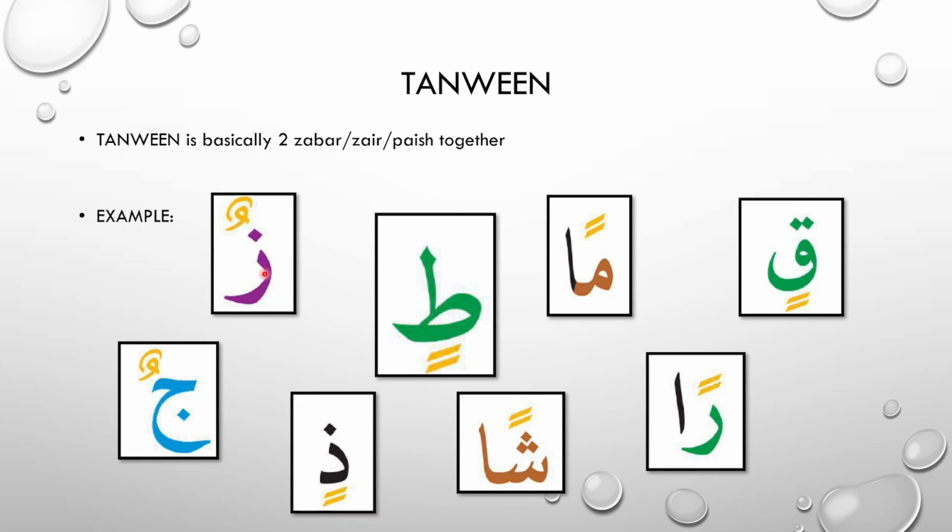So you see, we are just adding the sound of Noon at the end. Tin, Run, Man, Tin, Shan, Din, Jun. So what we do in Tanween is we add the sound of Noon at the end of our pronunciation. So Ma with Zabar and Man with a pair of Zabar. But this is very simple.